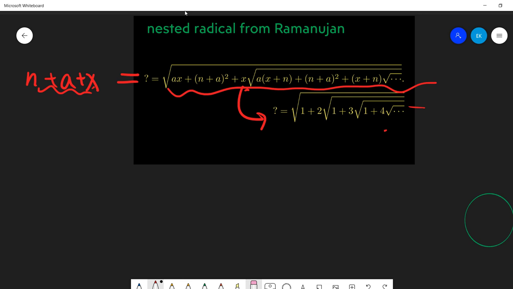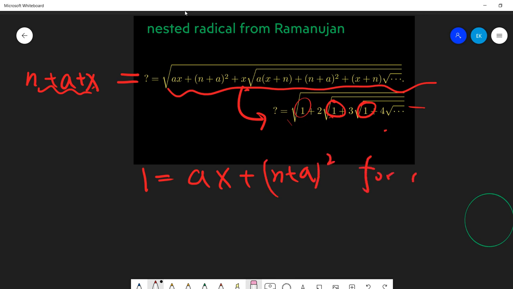So each time you get the next square root, there are two terms here, but there is only one term in each square root, and this term is always one. So it's not increasing, right? So this guy is always one. That means 1 is always ax plus n plus a squared for any n. And from this, I would guess that x must be 2.